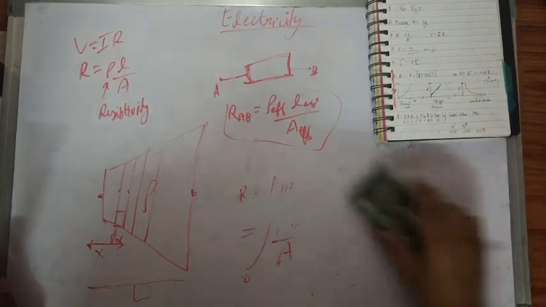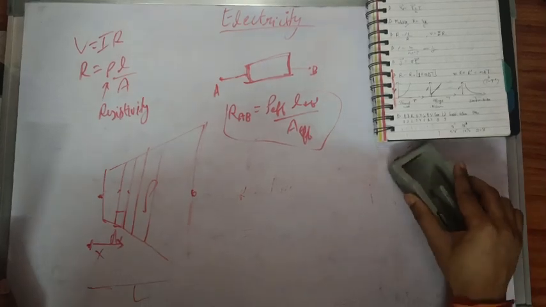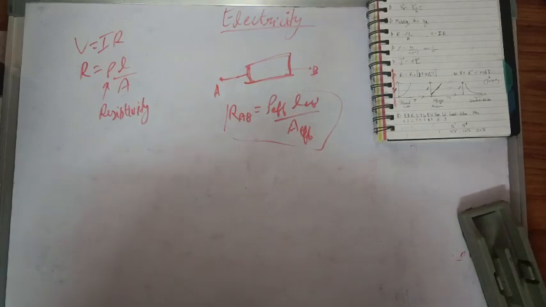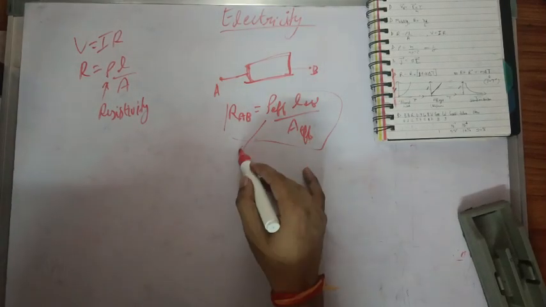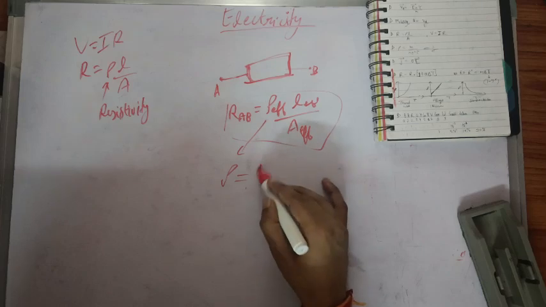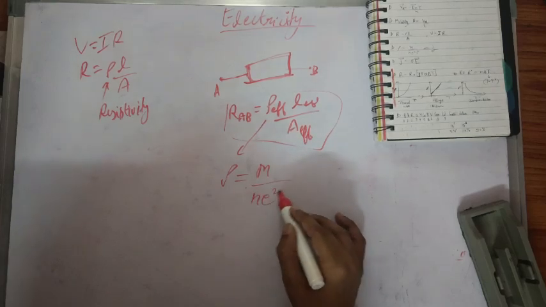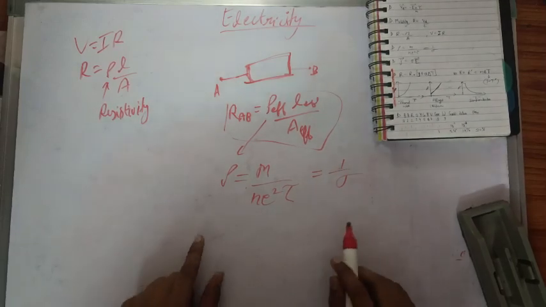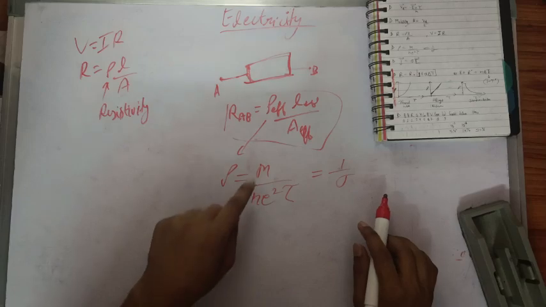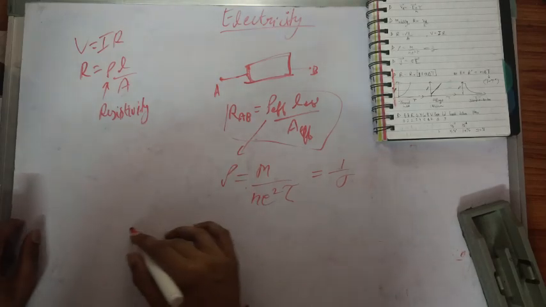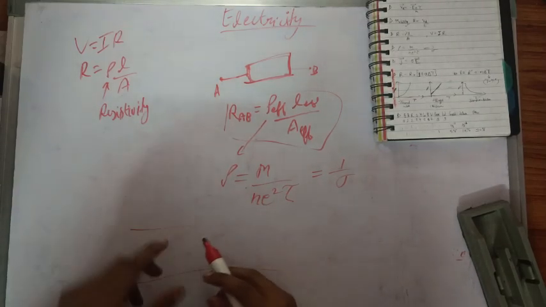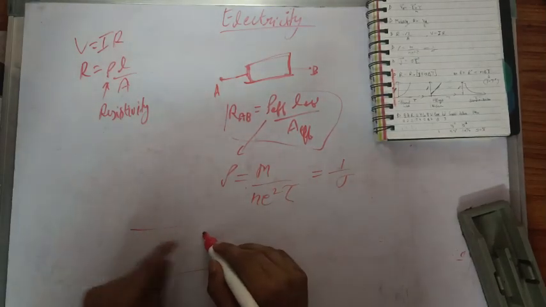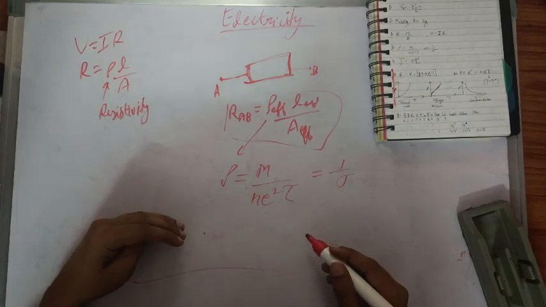Now, the resistivity formula we have derived is that the resistivity is given by the mass of electron divided by n e squared tau, and the resistivity is also the reciprocal of conductivity. So it can be understood this way: the heavier the mass of the electron, the slower it will move. The slower the electron moves, the lesser the current.